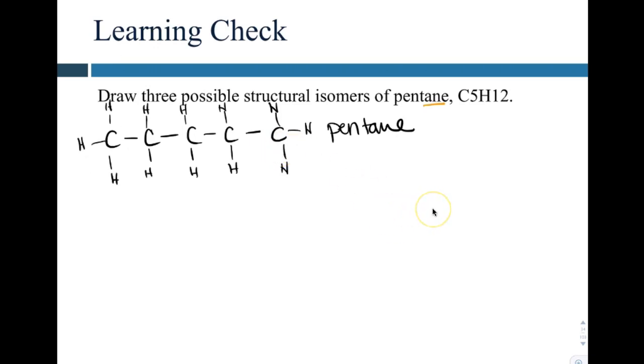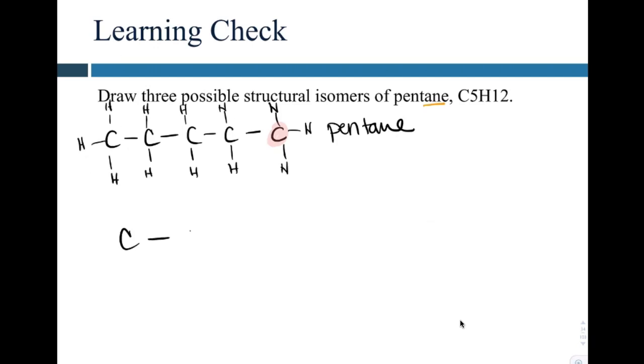Now let's draw another one. To draw this, maybe don't draw this one in your notes. What if I did this? Well, now my longest carbon chain is 3, right? No, my longest carbon chain, 1, 2, 3, 4, 5, is still 5. These two are the same thing. You just took this and bent it down. That doesn't mean they're different, and they need to have different structures to be a structural isomer. So I have to actually do something different, not just bend it a little bit. The way to do that is to cut off an edge. So let's say we cut off this carbon and reattach it to the middle.